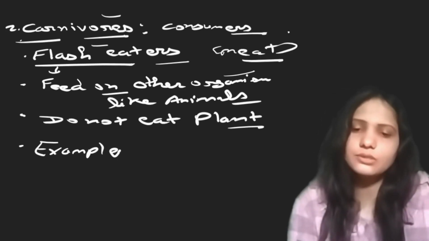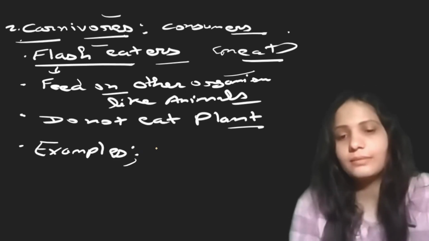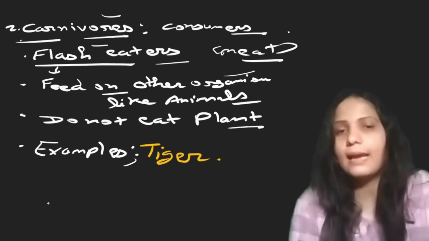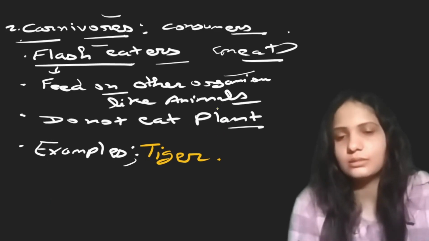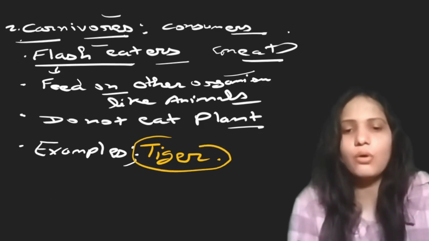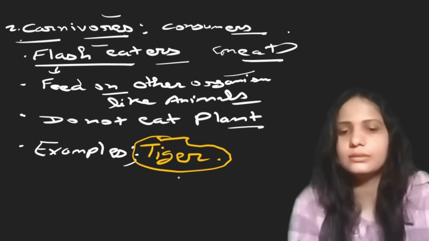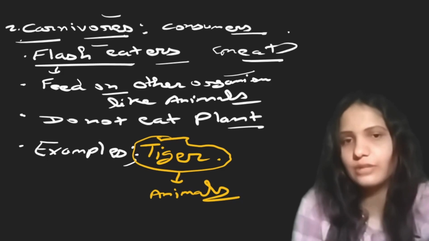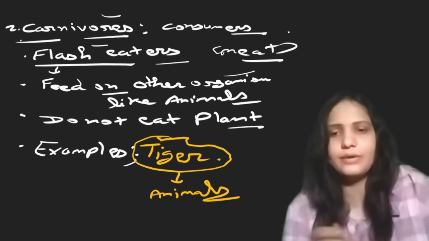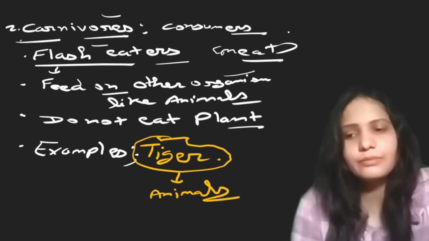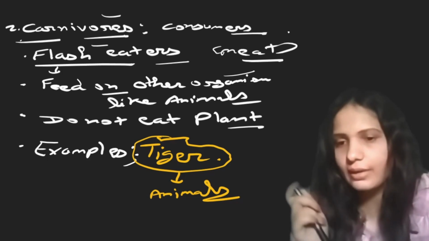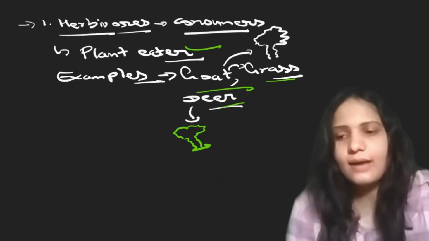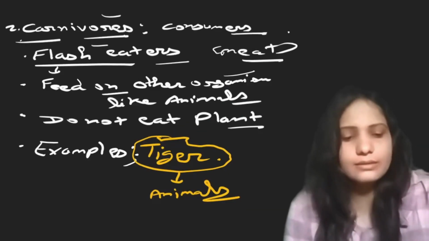Examples of carnivores, what examples do we have? The best example is the tiger. A tiger feeds only on other animals in the forest. They do not eat plants, but they eat other animals. All right, so the tiger is an example of a carnivore. Now you are clear how herbivores differ from carnivores. Okay, what is the difference? Herbivores are the plant eaters and carnivores are the flesh eaters.